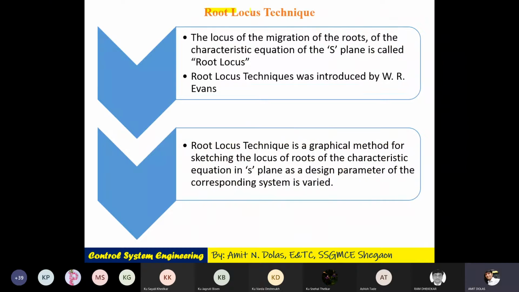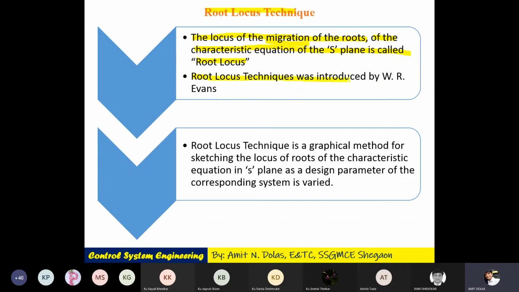Next, the root locus technique: the locus of migration of roots. Of course, if the system parameter, open loop gain K, varies, then there will be migration of the roots or poles of the characteristic equation in the S plane, which is called the root locus. वो migrate कहाँ होता है? वो range निकालना, that is nothing but root locus.